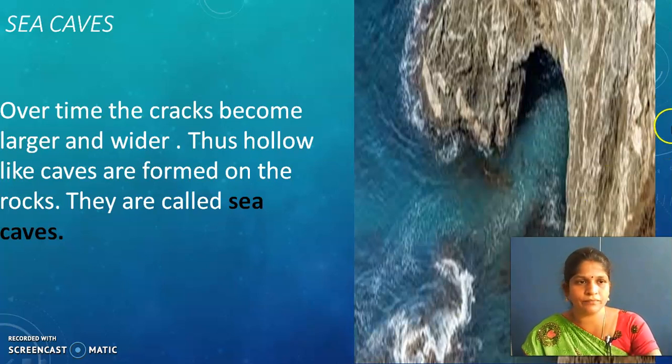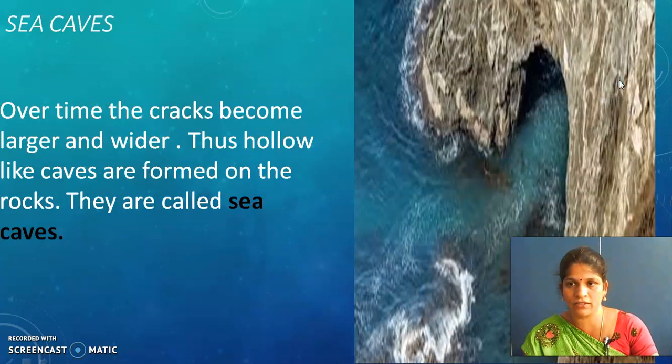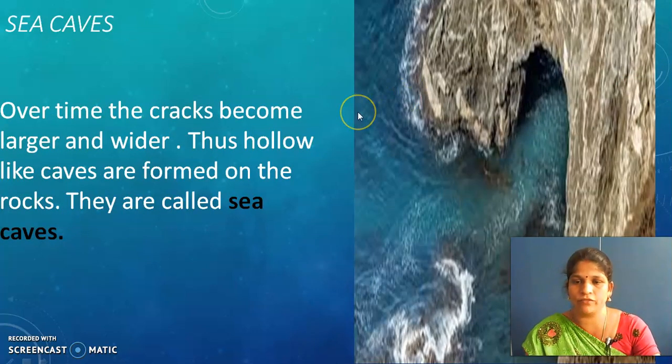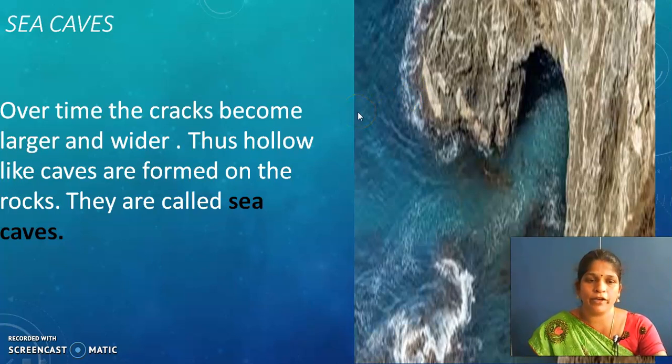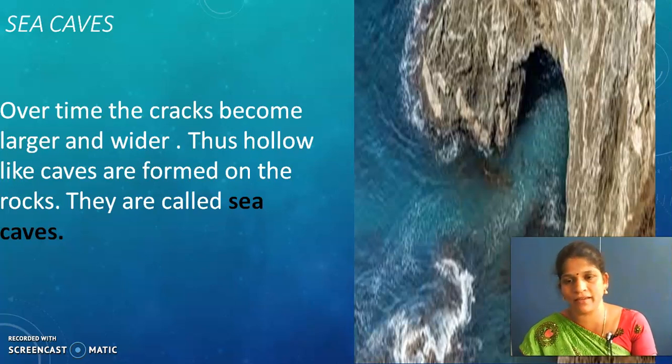Okay, children? Listen. Wait. Sea arches we can see. Sea caves first: because of the high, severe waves, strong waves hit the rocks. Due to that, the weak part of the rock is removed, eroded by the sea waves. So automatically there is a hollow in that place. That hollow we are saying is a sea cave.